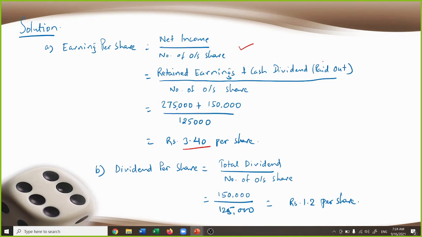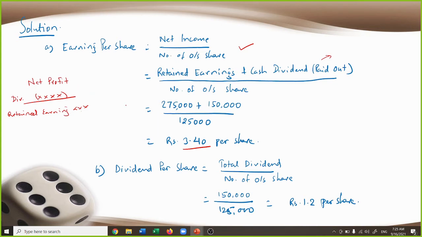Next one, if you aren't clear about this retained earning plus cash dividend paid out by the company, it can be treated as net income for the first year only. That's for the first year only, or for a company that hasn't kept any amount in retained earning previously, then we can treat this as net income or net profit.